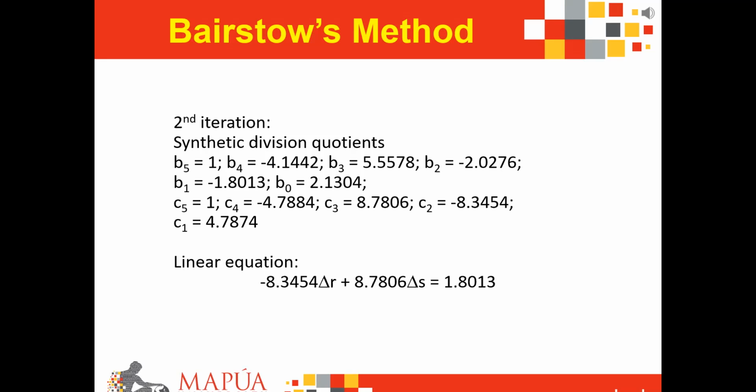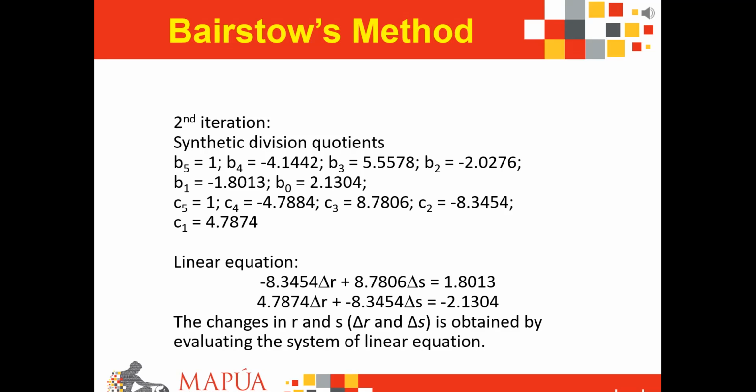equation equal to negative 8.3454 delta R plus 8.7806 delta S is equal to 1.8013. And a second equation equal to 4.7874 delta R plus negative 8.3454 delta S is equal to negative 2.1304.